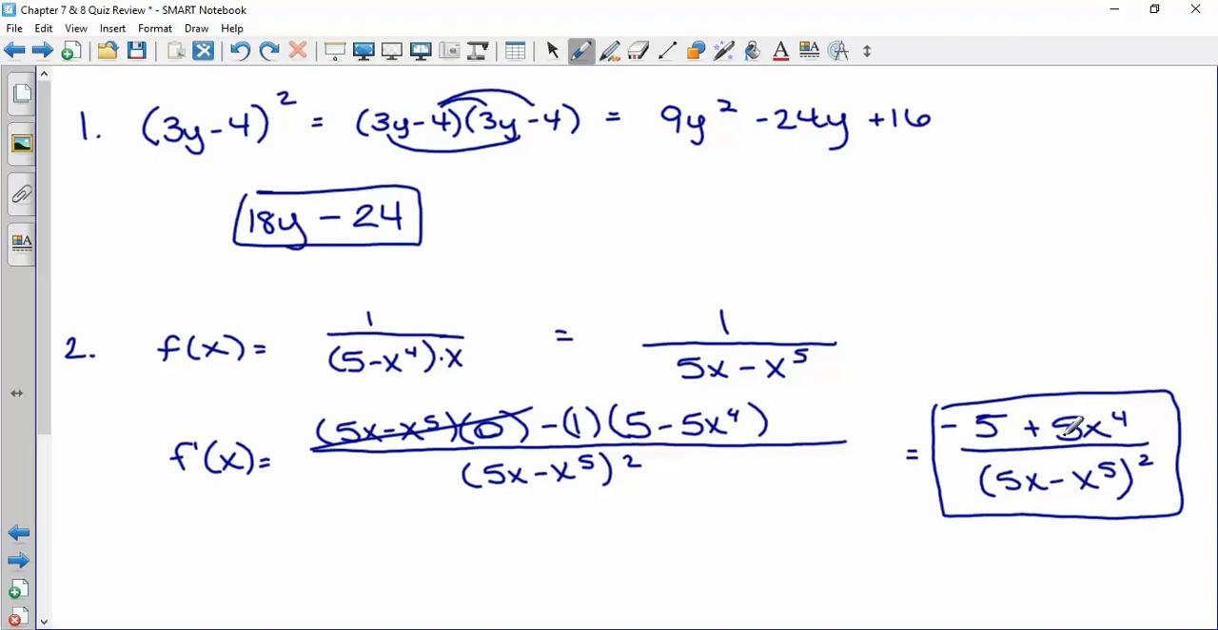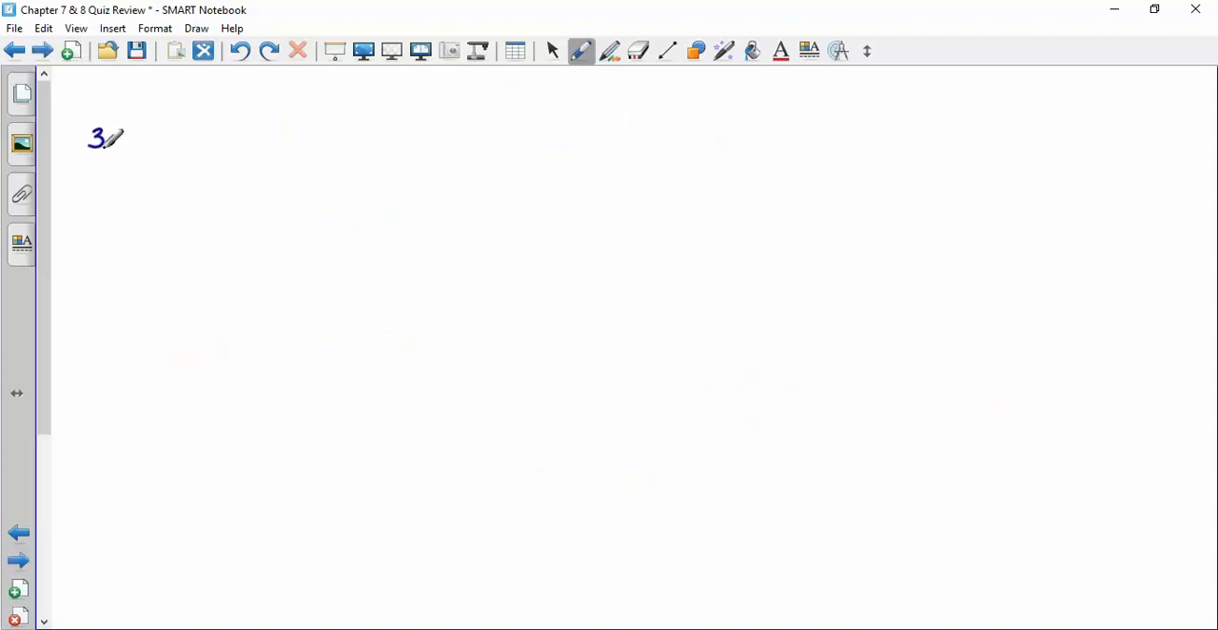So far, so good? Let's do this one. Alright, we have two options on this one. What's one option? Quotient rule, and that will work. What's another option?